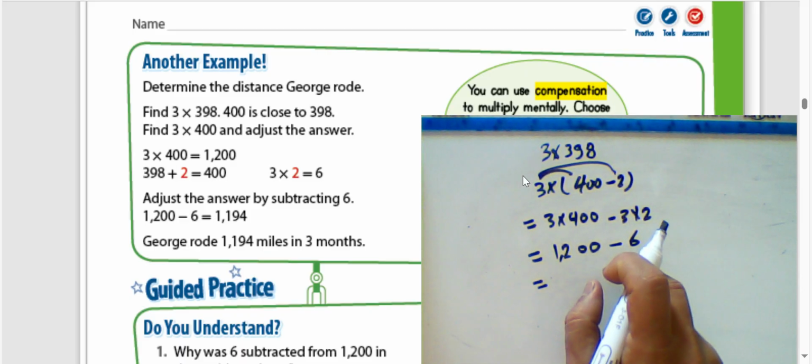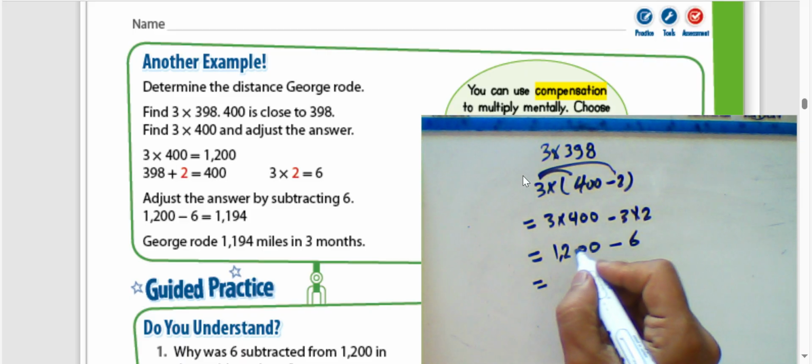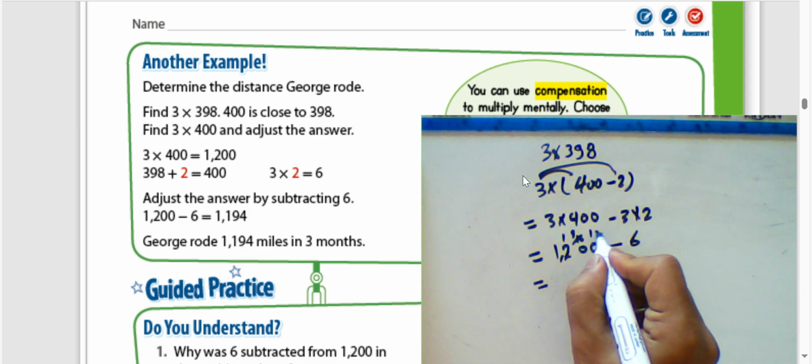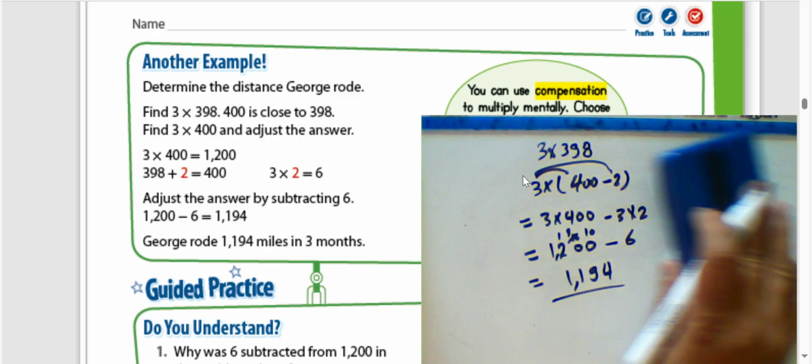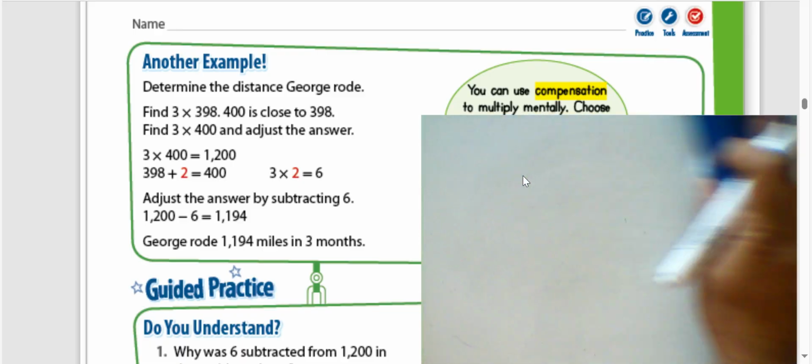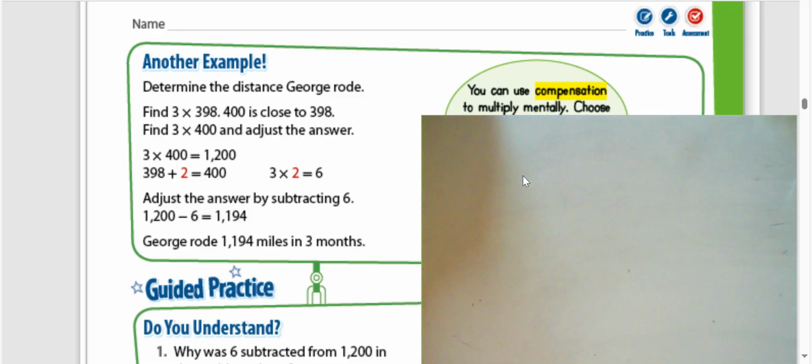1200 subtract by 6. 0 minus 6 we can't do, so you must borrow 1 from the left-hand side. It will be 10. 10 minus 6 equals 4, and then write 9, 1, 1. The result will be 1194. Next question.